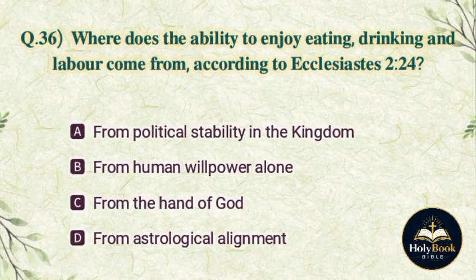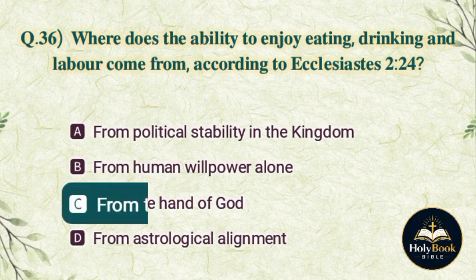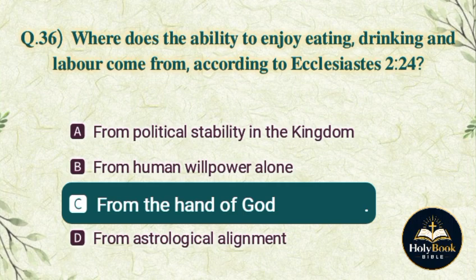Question: Where does the ability to enjoy eating, drinking and labor come from, according to Ecclesiastes Chapter 2, verse 24? Options: A. From political stability in the kingdom. B. From human willpower alone. C. From the hand of God. D. From astrological alignment. The correct answer is option C. From the hand of God.